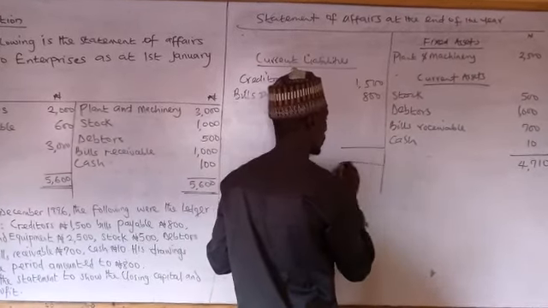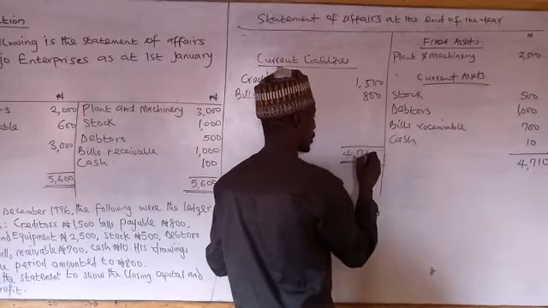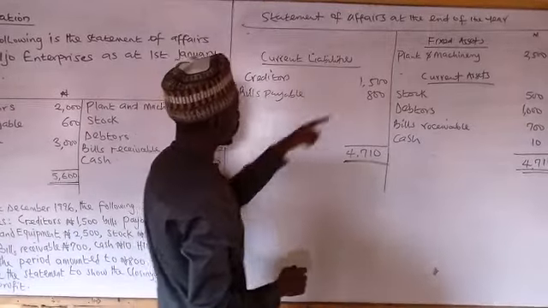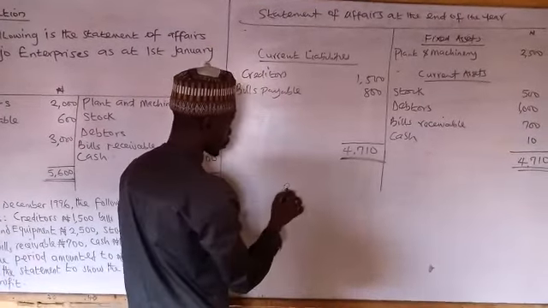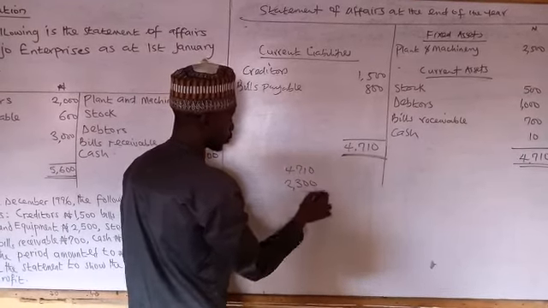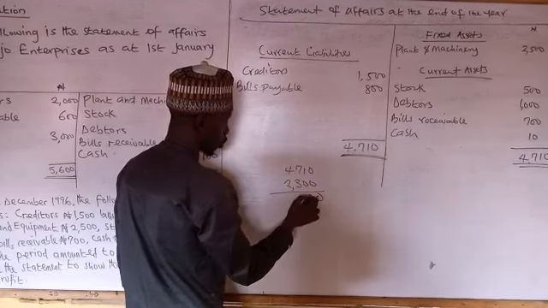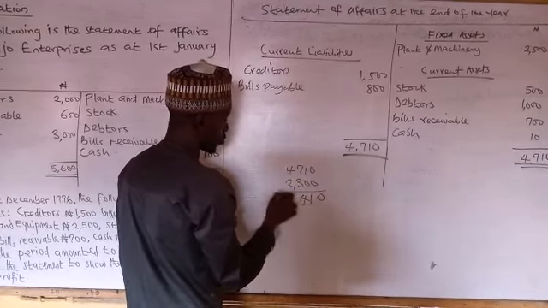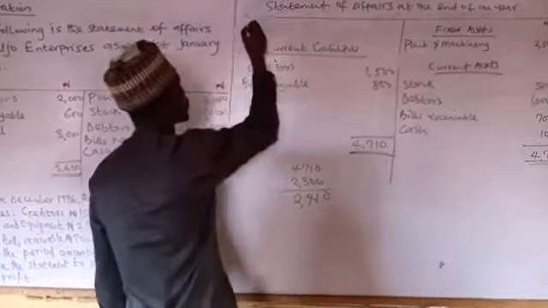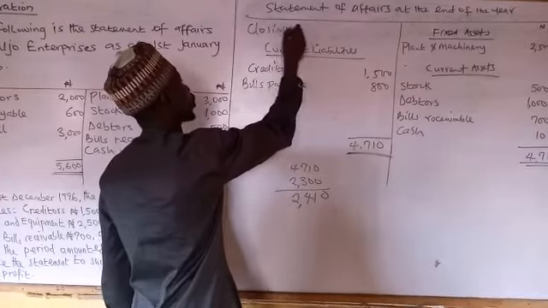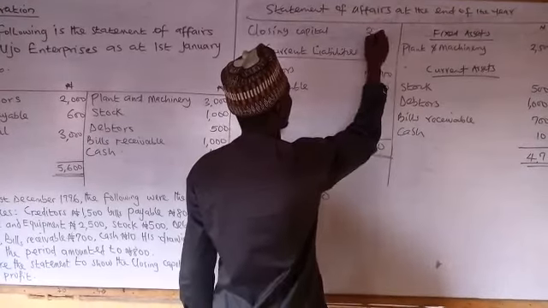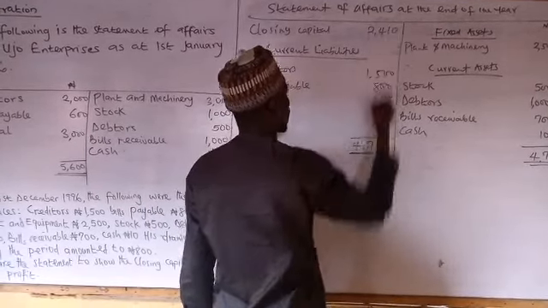4,710 naira. Now, then the total liabilities, 2,300. Then 4,710 minus 2,300 gives 2,410. At the end of the day, we have our closing capital. Closing capital to be what? 2,410 naira. How do we arrive at that?